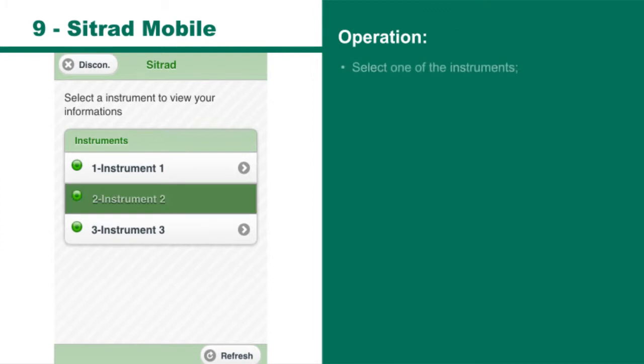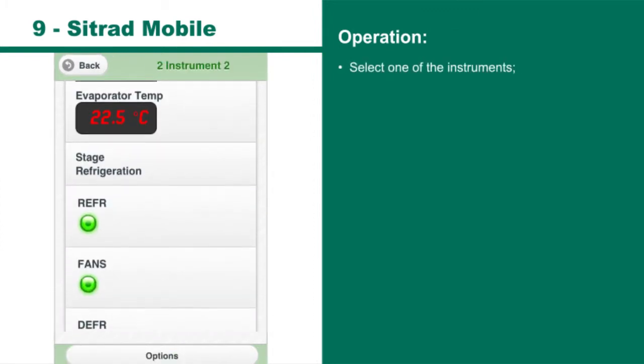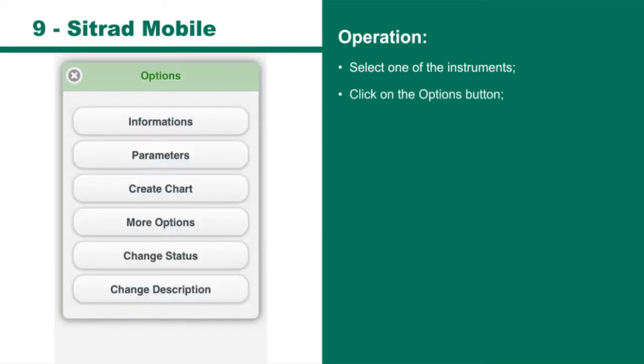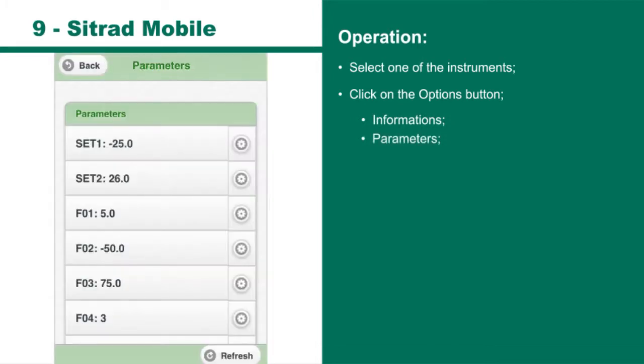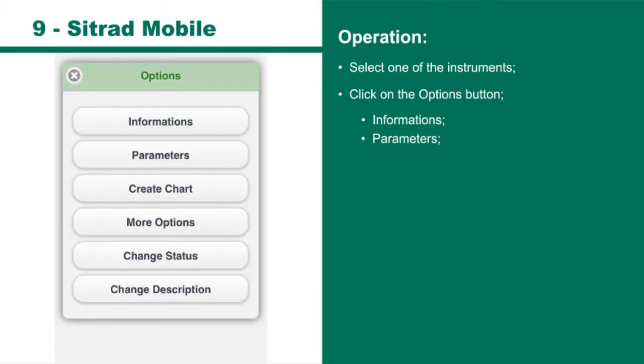Operation. Select one of the instruments. The information panel will open with the main items. On the lower part of the screen, we have the Options button. By clicking, you will have access to the parameter list, where we were previously. Simply select the gear on the right side of the parameter to open the page and change the parameter. After changing the value, click OK to return to the list.